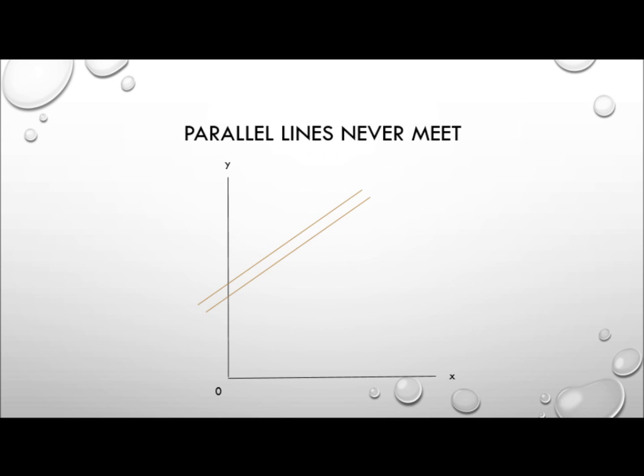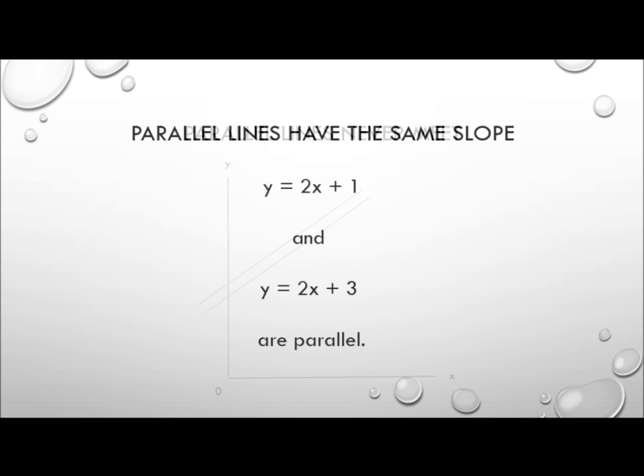Parallel lines never meet. You can extend them from one end of infinity to the other end of infinity, they will never ever touch. And this is only possible because the distance between the two lines never ever changes. The only way the distance between the two lines never ever changes is if they have the same slope. So if we put our lines in slope-intercept form, let's take y equals 2x plus 1 and y equals 2x plus 3, they both have the same slope, therefore the distance between the two lines will always be the same, therefore they never ever meet, therefore they are parallel.